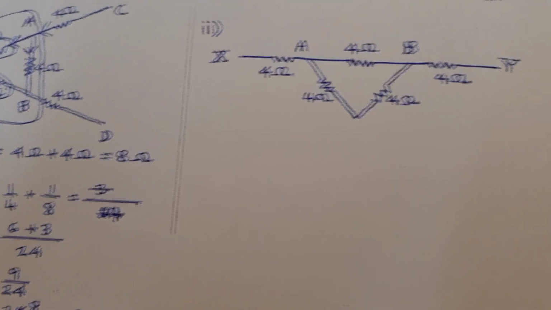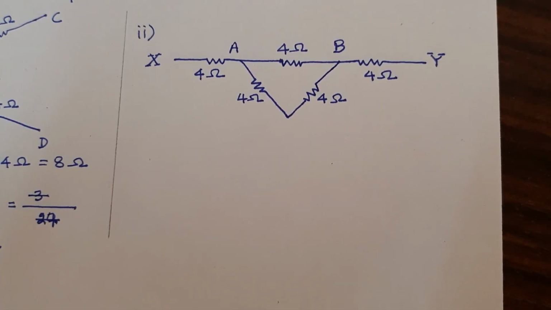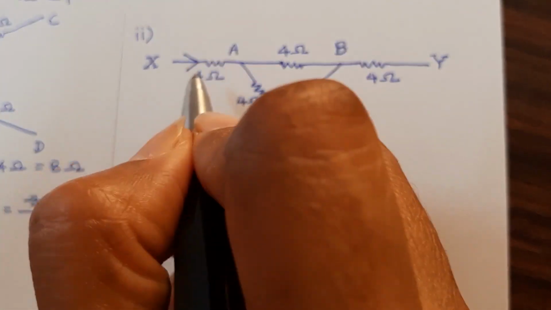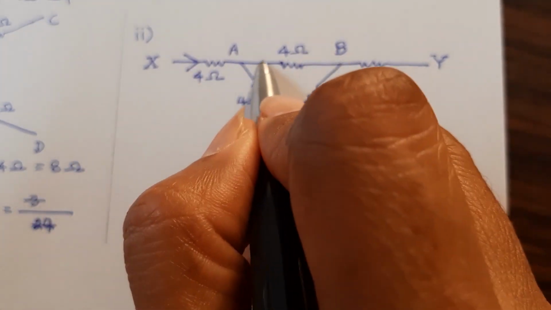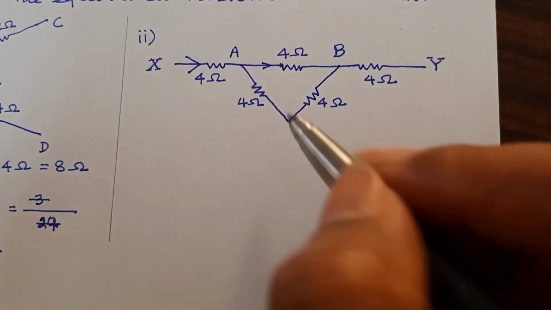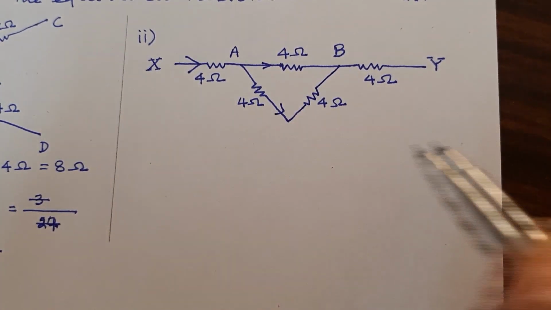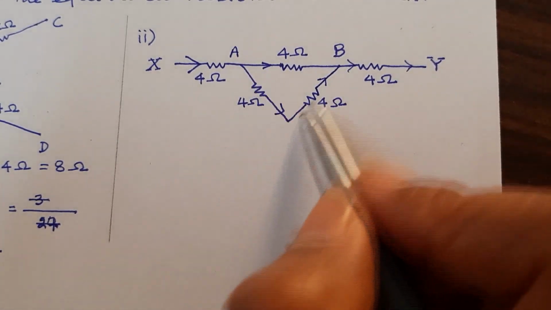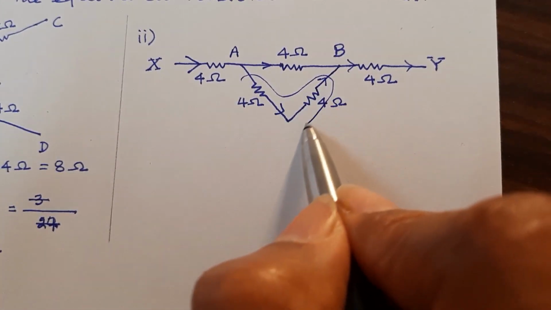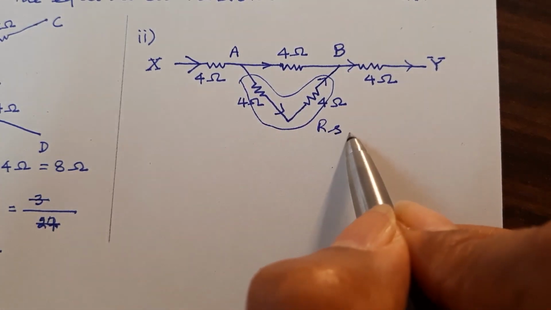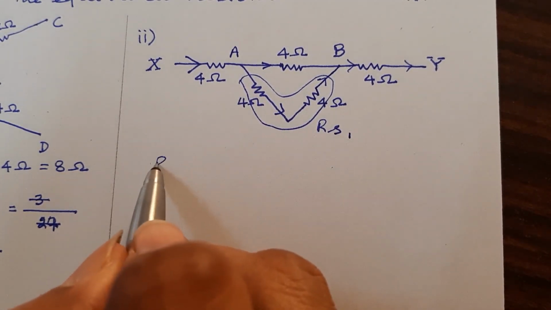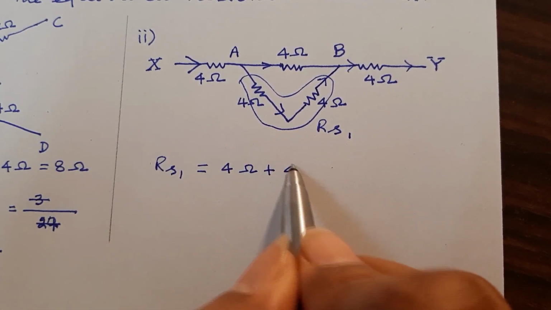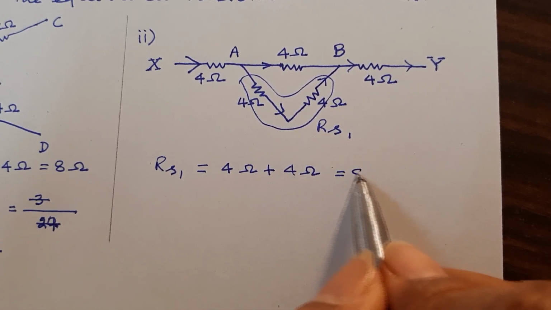Now let us look at our second situation. Again we will have the current going from one end of it. It will split into two branches, and so you will see this is going to have one path, so it will go like this. This is going to be your RS1, and so you will say RS1 is equal to 4 ohm plus 4 ohm, which is equal to 8 ohm.